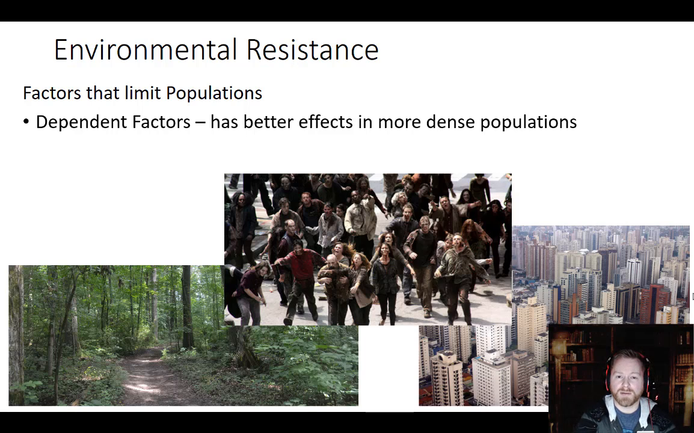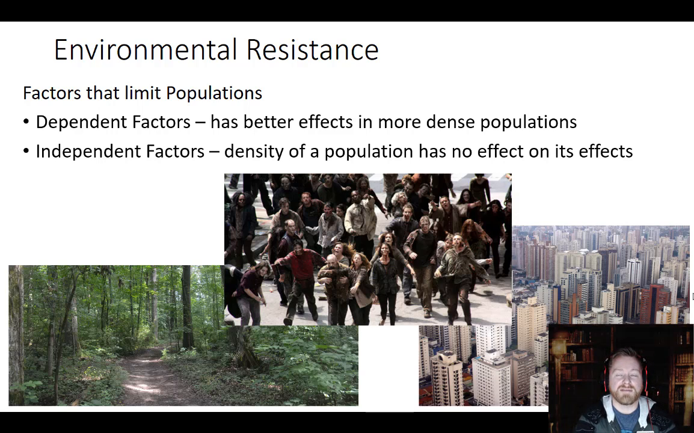If you're living in a rural area, there's not as many people in that area. It's less likely that you're going to come across someone, so less likely that vector is going to spread as quickly. So this vector, this virus, and viruses in general, colds, bacteria, anything that causes you to get sick, is generally considered to be a dependent factor of environmental resistance, simply because it depends on the density of the population. And I just love zombies, so it's a great example.